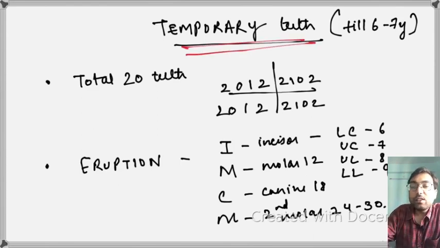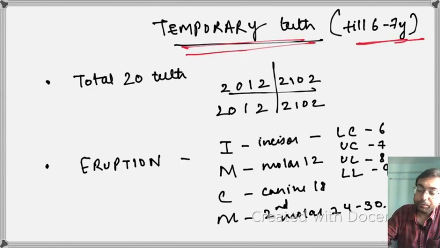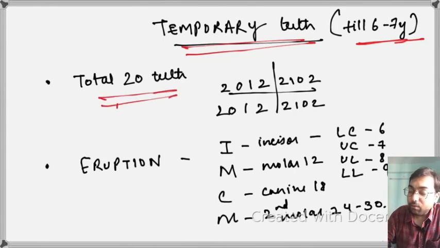Temporary teeth last till 6 to 7 years of age. There are a total of 20 temporary teeth, and the formula is 2102. 2 is incisor, 1 is canine, 0 is premolar, and 2 is molar. So you know that there are no premolars in temporary teeth. The formula for eruption is I am CM, I am Chief Minister.